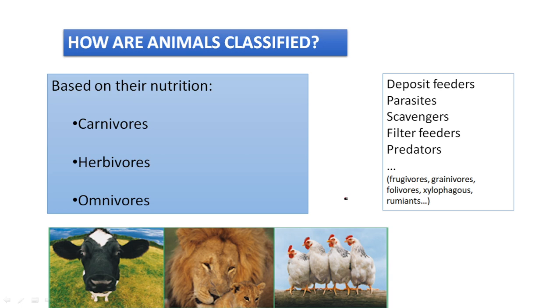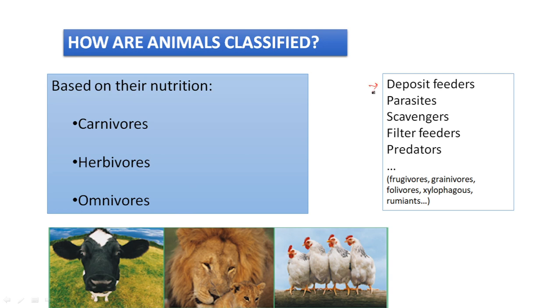Based on their nutrition, we can classify animals as carnivores, herbivores, or omnivores. Carnivores are those animals that eat other animals, right? Herbivores are animals that eat plants, and omnivores are those animals that eat other animals and also plants, right? In your book, you can find different examples of nutrition that are compatible with these three types of nutrition.